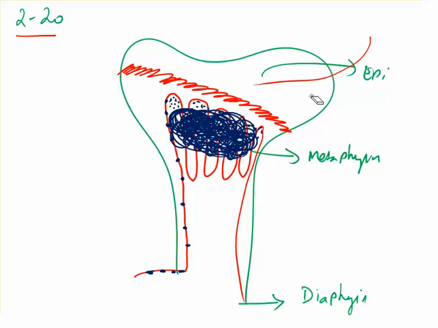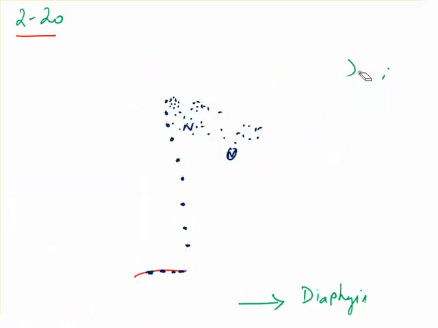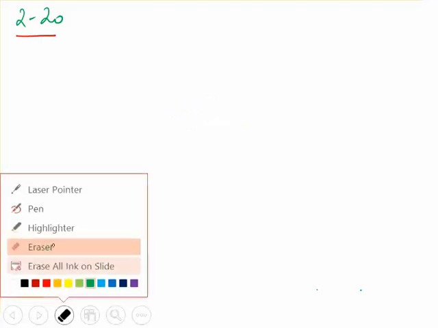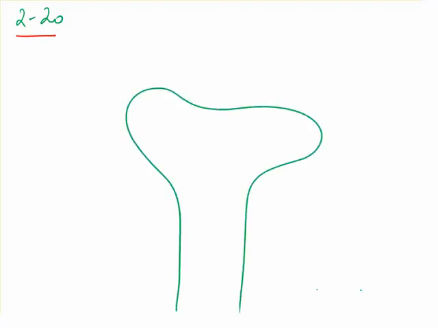So now let us draw again. So this is a long bone, right? This is one end. Okay. On the other side there is another long bone, right? That is the joint. That is the joint. Now it is 0 to 20 years of age.